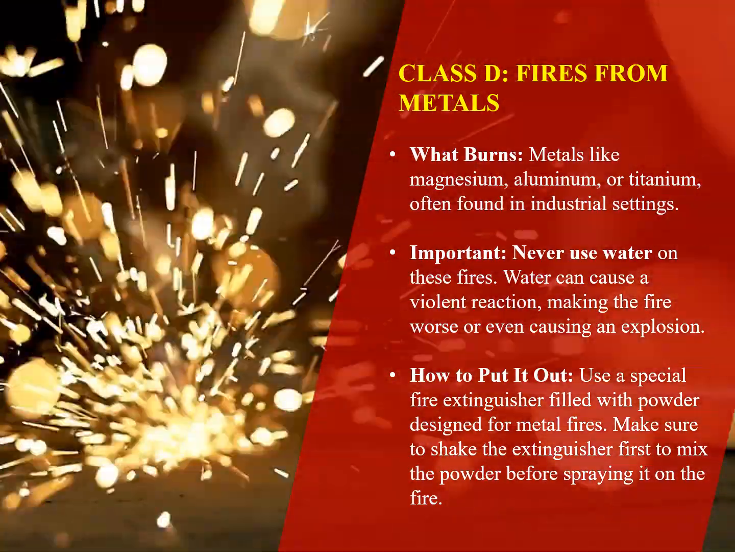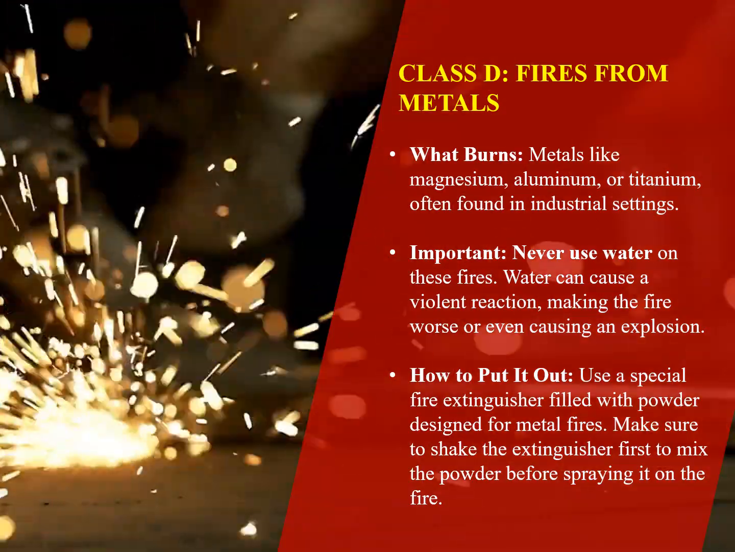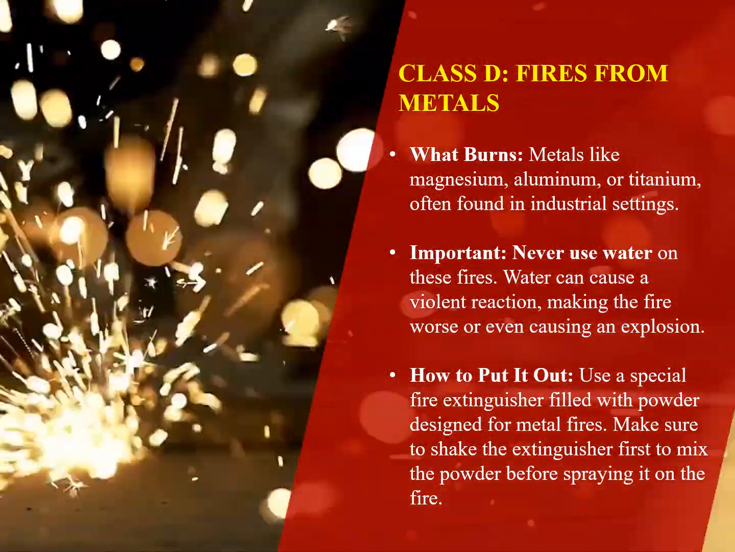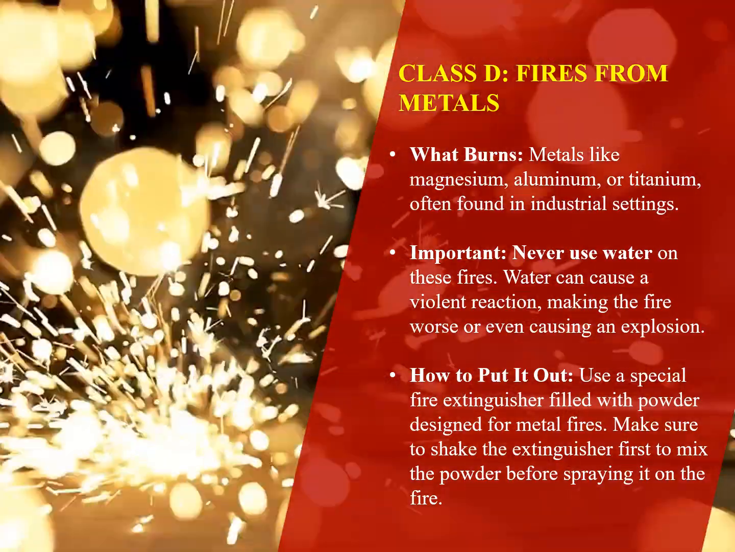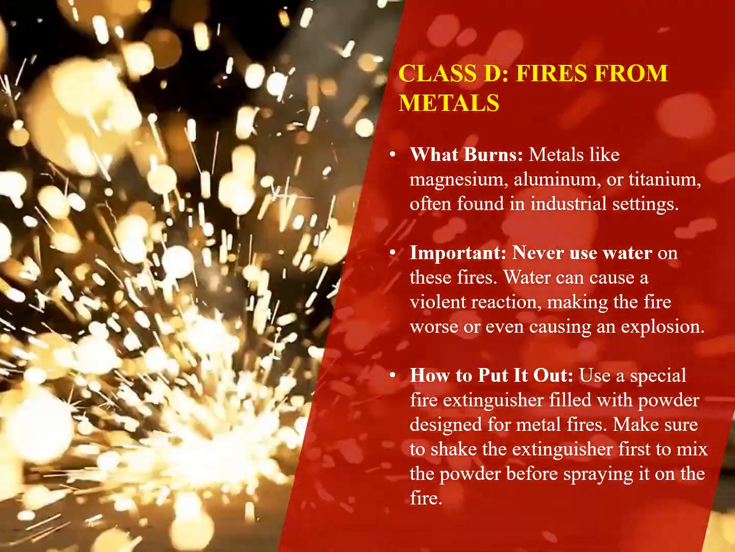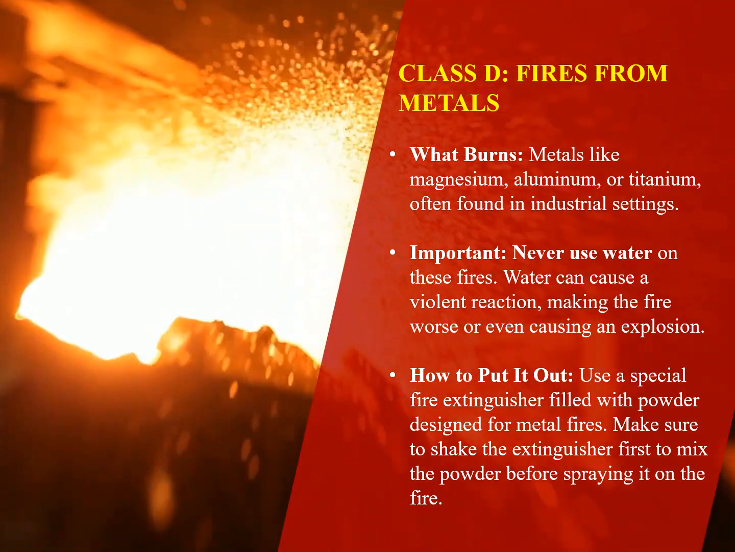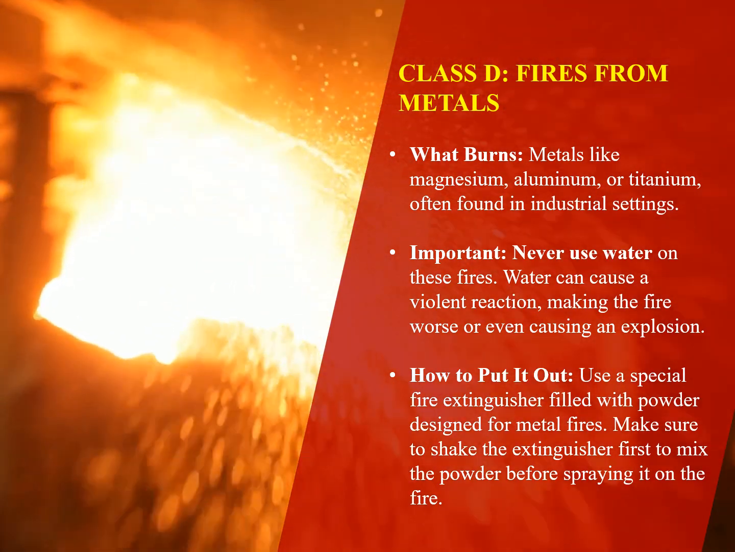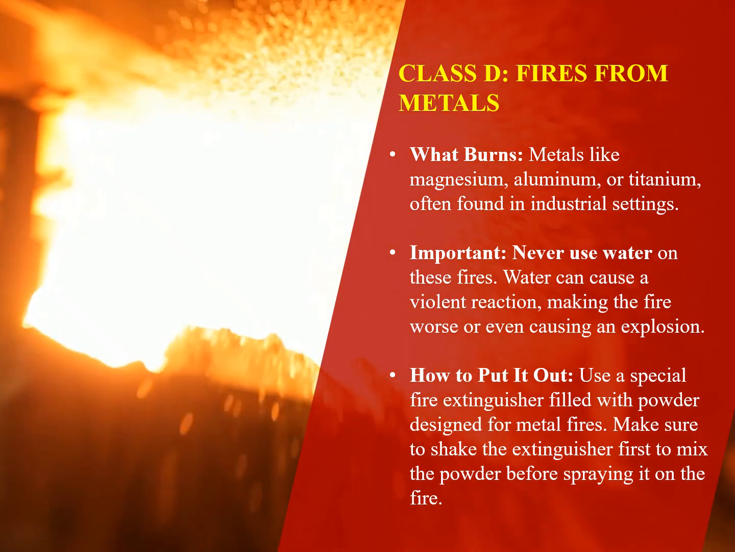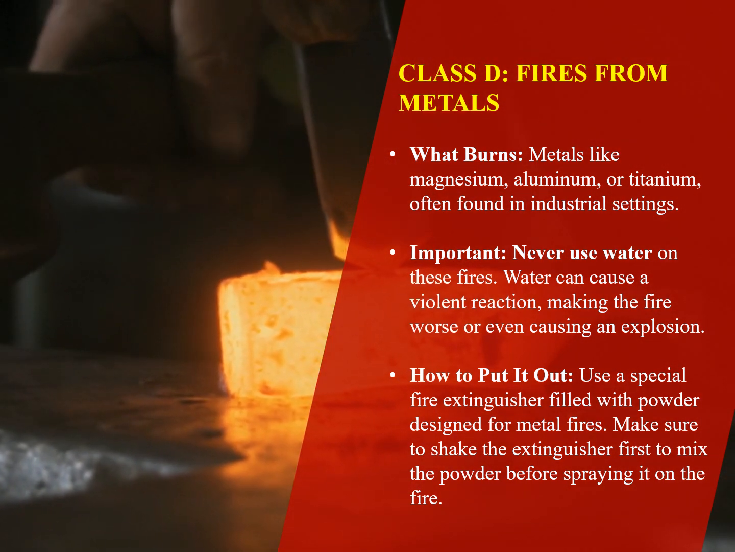Class D. Fires from metals. What burns? Metals such as magnesium, aluminum, and titanium, commonly found in industrial environments. Important: do not use water to extinguish these fires, as it can cause a violent reaction that may worsen the fire or lead to explosions. How to put it out. Use a special fire extinguisher containing powder specifically formulated for metal fires. Shake the extinguisher first to mix the powder, then apply it to the fire to effectively suppress the flames.